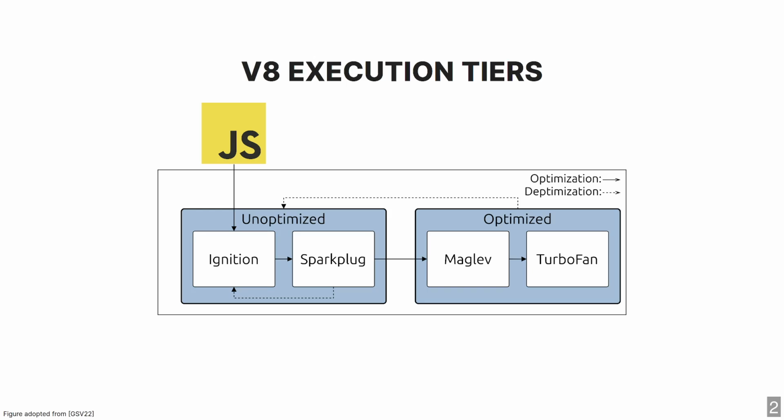This snippet of JavaScript may be passed back and forth through these four so-called execution tiers. There is Ignition, the interpreter, and Sparkplug, Maglev, and Turbofan, which are just-in-time (JIT) compilers, which differ in the amount of optimization and speculation they do.